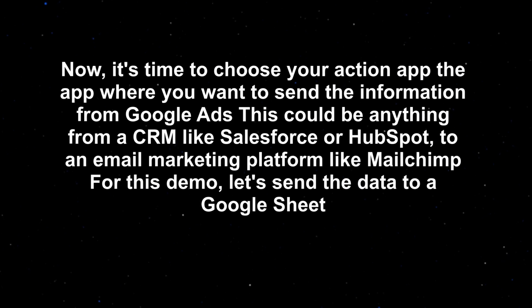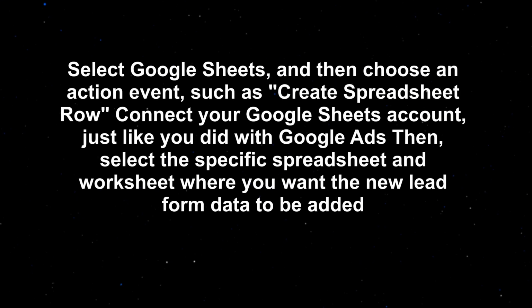Now, it's time to choose your action app, where you want to send the information from Google Ads. This could be anything from a CRM like Salesforce or HubSpot to an email marketing platform like MailChimp. For this demo, let's send the data to a Google Sheet. Select Google Sheets, and then choose an action event, such as Create Spreadsheet Row.